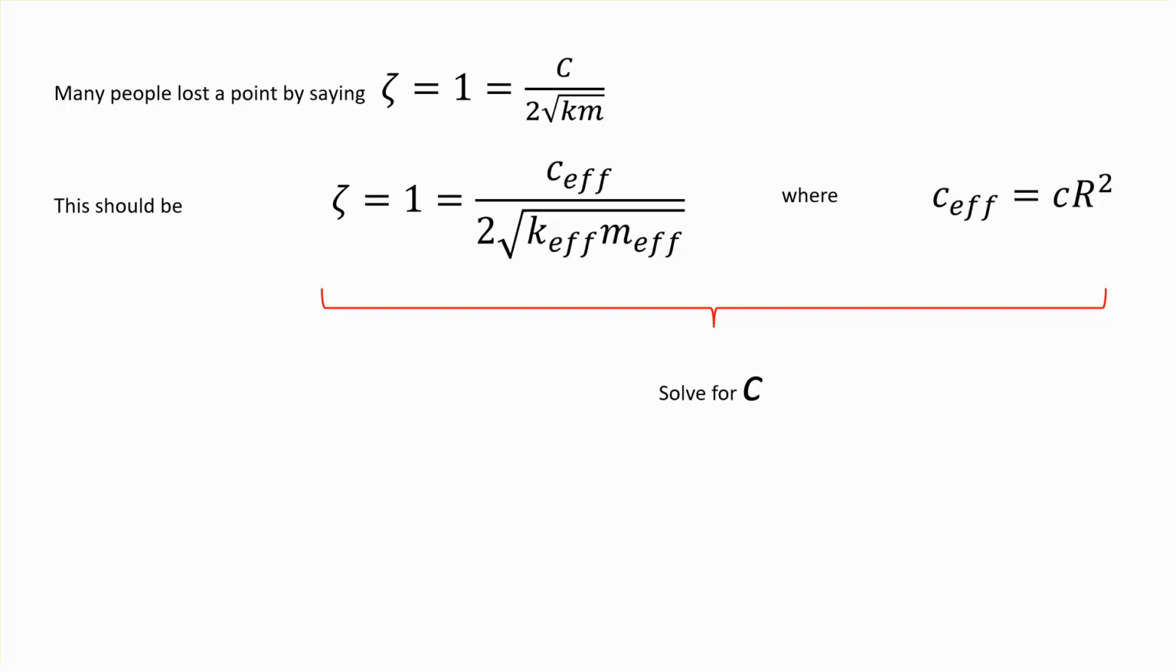So you can't just go ahead and find c out of that top equation and say, here's the value of c. That is not c. That is c times r squared. And then you have to find c out of that expression.